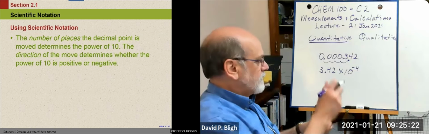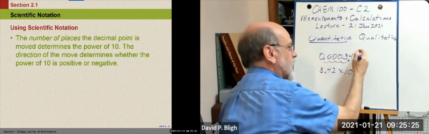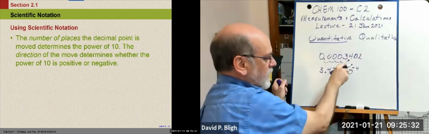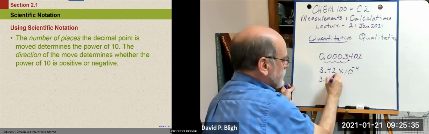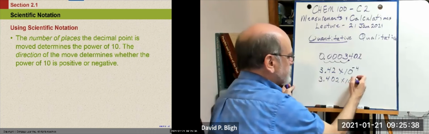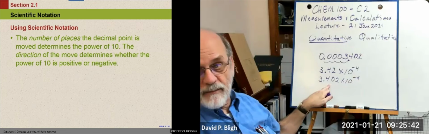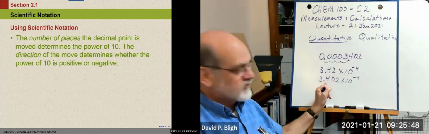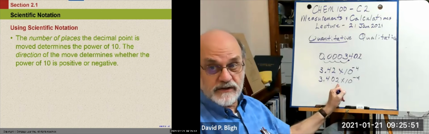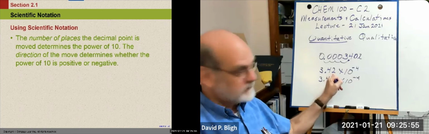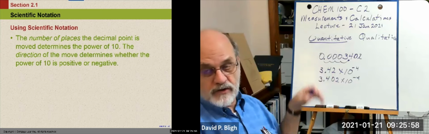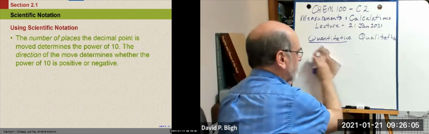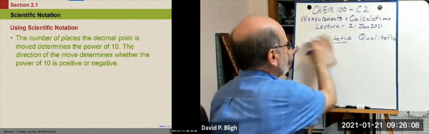It's not right. Let's say, for example, we had a zero here, right? The first number meant this, but this one is 3.402 times 10 to the minus 4. Those are two different numbers because that zero is in there. Okay, it's in this position. This is tenths, hundredths, thousandths. So instead of 200ths, it's 2000ths. There's a difference in those two numbers because the zero holds that place.